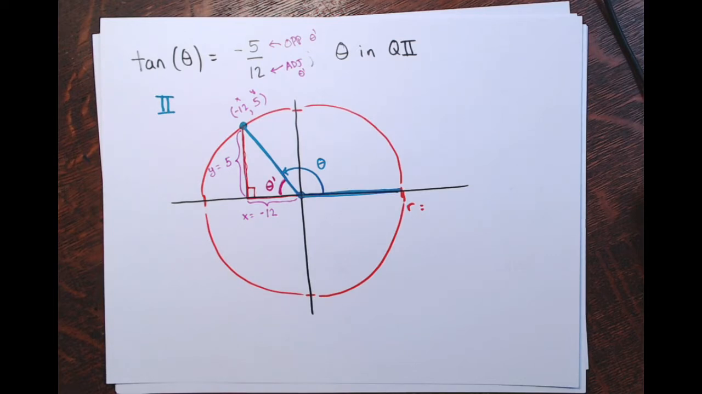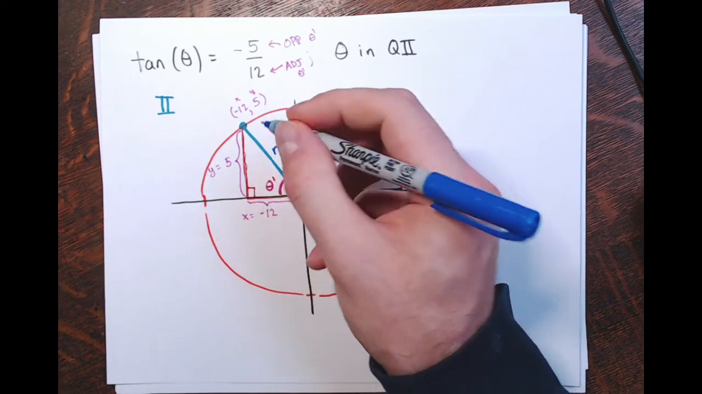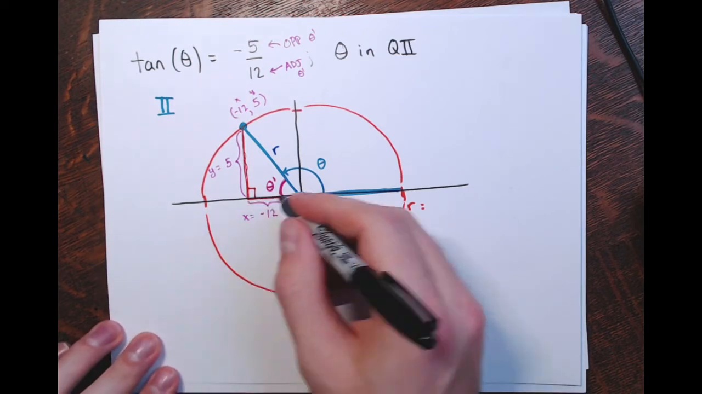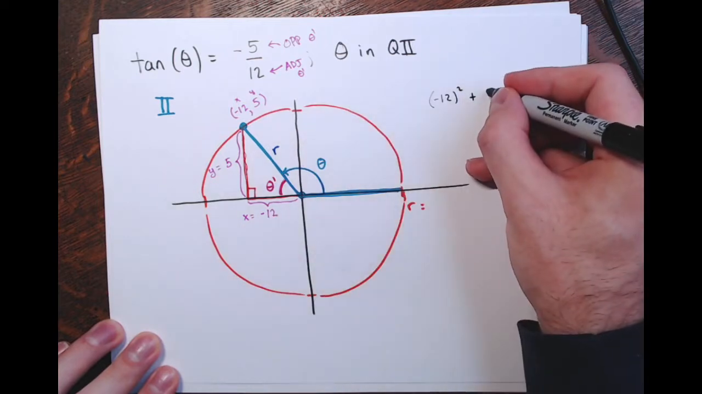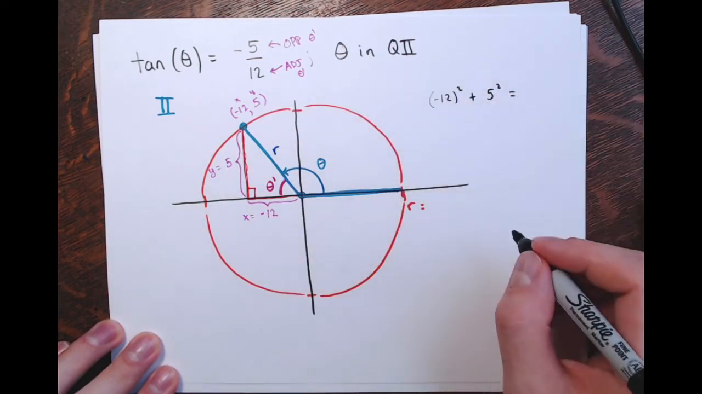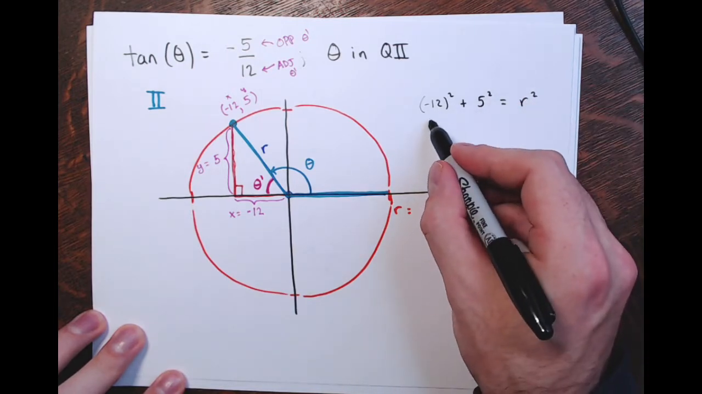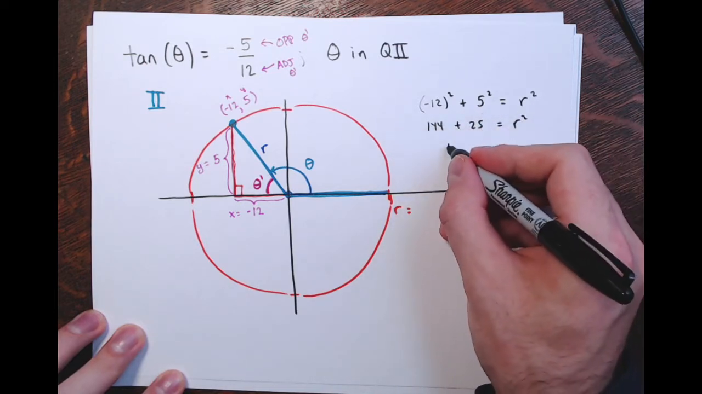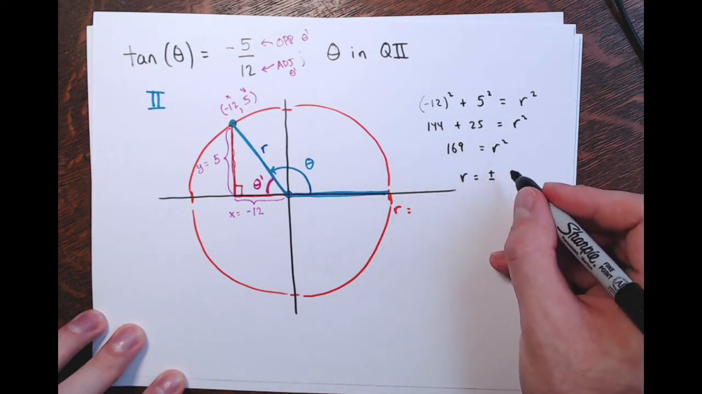Now the only thing missing in this right triangle is the radius, the distance to the origin. And I can use the Pythagorean theorem. Negative 12 squared, the horizontal length squared, plus the vertical length squared, 5 squared, will be equal to the radius squared. So this is 144 plus 25 equals r squared. This is 169, and we've seen that already. And so r is equal to positive or negative 13.